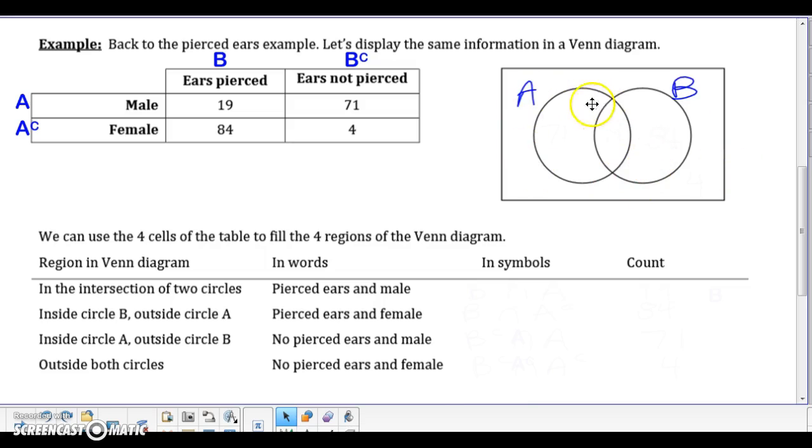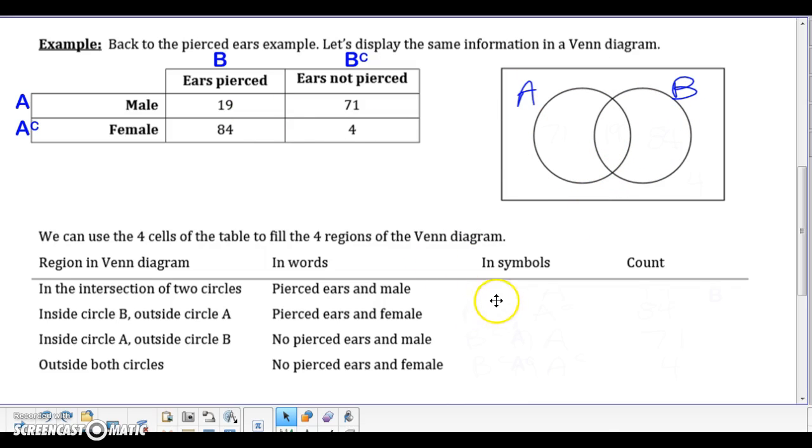So this represents people who are male. Everything outside that is people who are not male. This circle represents people with ears pierced. Everything outside that is people who do not have their ears pierced. So these 4 cells in this table correspond to these 4 regions in a Venn diagram.